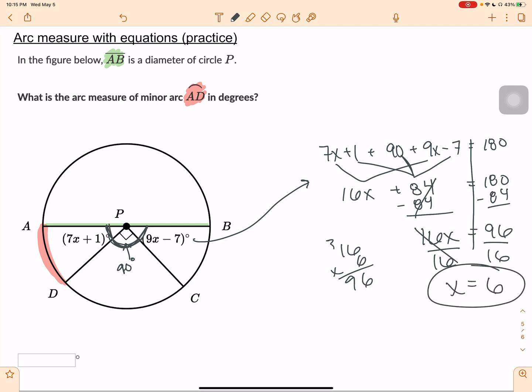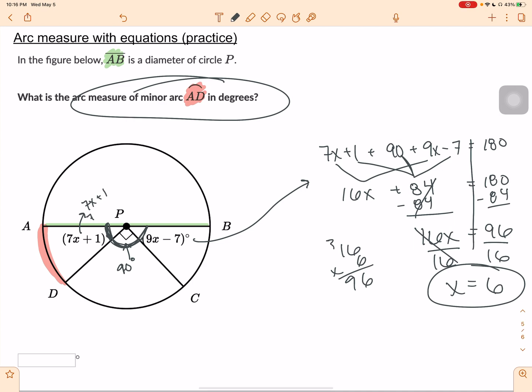That's not what they're asking us for, though, right? We have to use that knowledge to find the measure of minor arc AD. So first, if this angle measurement is equal to 7x plus 1, we know x is 6. 7 times 6 is 42 plus 1 is 43. So I know that this central angle right here is 43 degrees, which means its arc is also 43 degrees. Central angles are always equal to the arc that the angle creates. Okay? So this is 43 degrees.